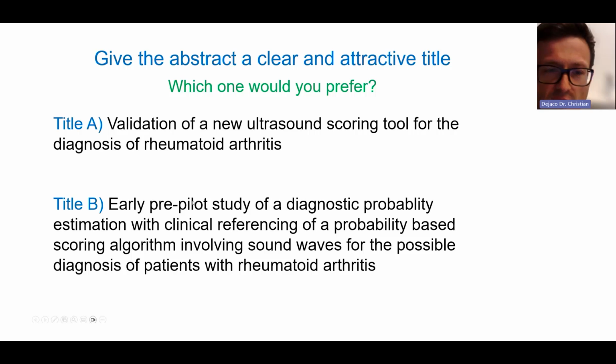Here, an early pre-pilot study, of course, is exaggerated to make my point. My point is really: sell it, make the title attractive, because the reviewers always look first at the title. And when the title is already boring and vague and unclear, they have already a bad impression. Therefore, the title is already something you really should work on.